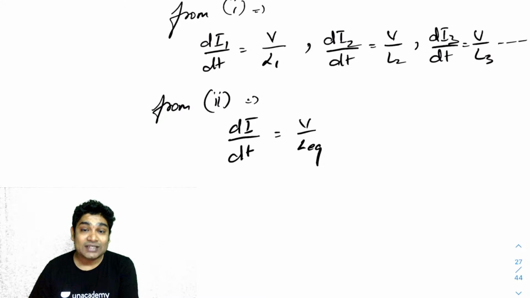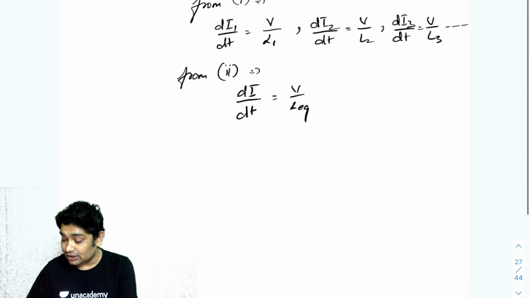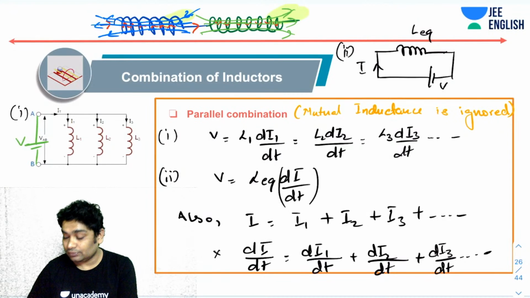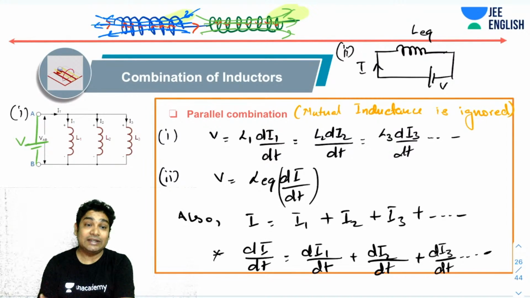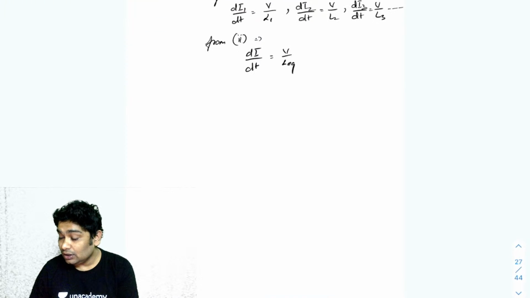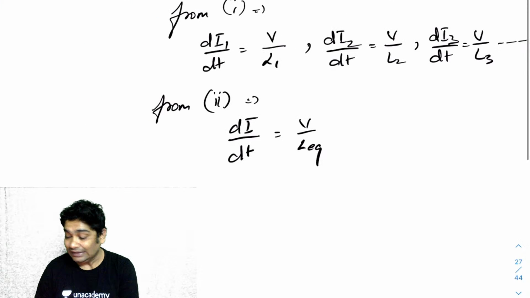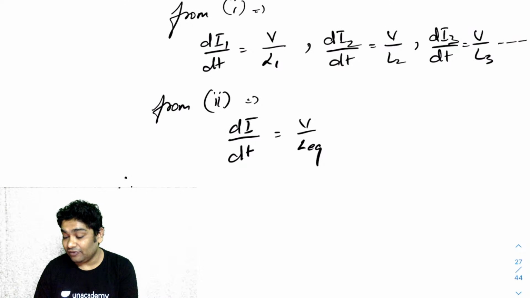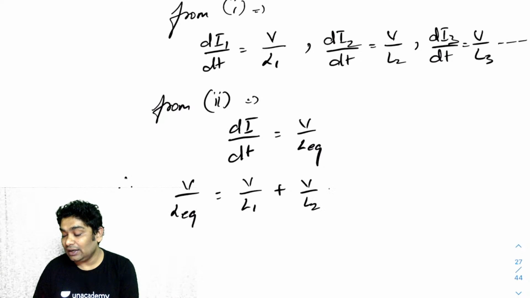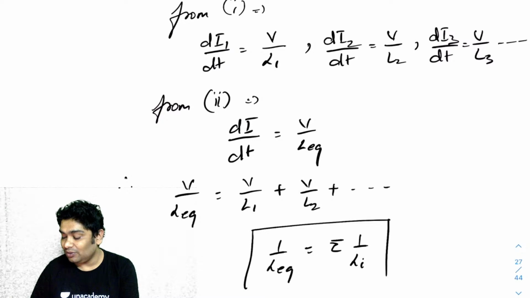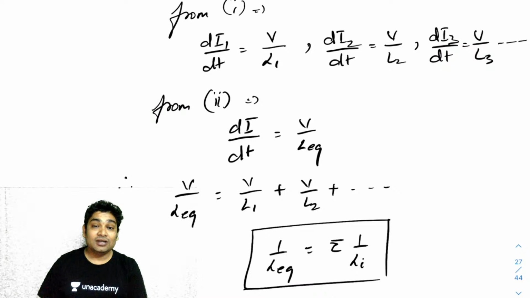Now all I need to do is substitute these values in the equation which I have here. If I substitute all these values, that will get me V over L equivalent is equal to V over L1 plus V over L2 and so on. So I'm getting 1 over L equivalent is equal to the summation of 1 over Li. That is the formula for parallel combination.